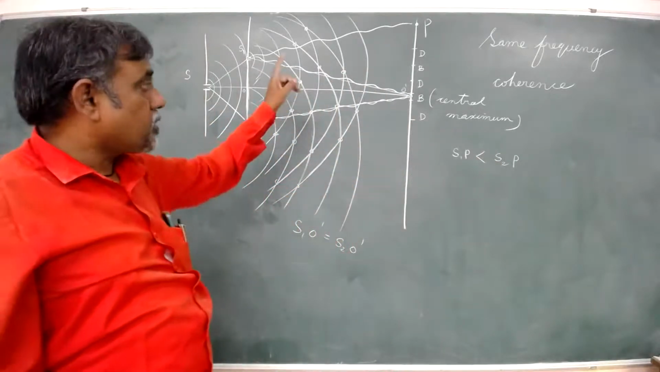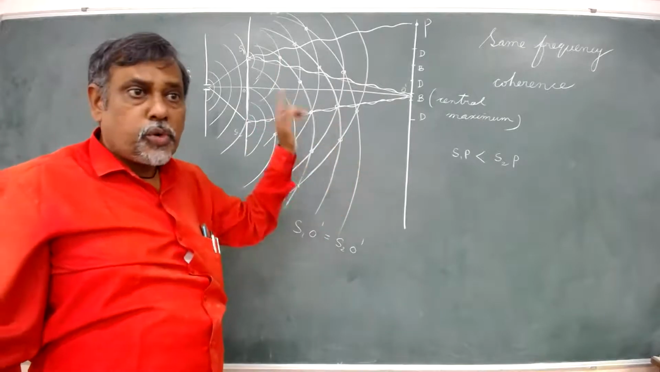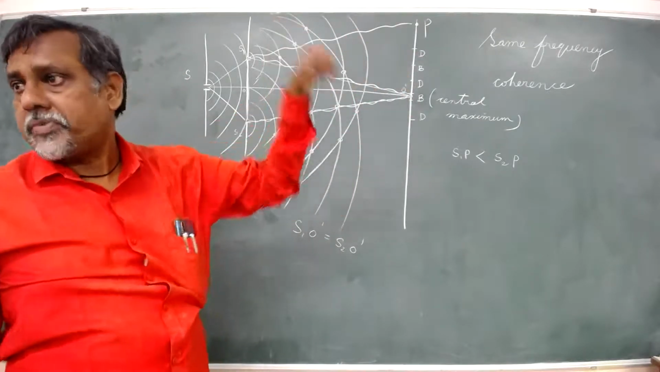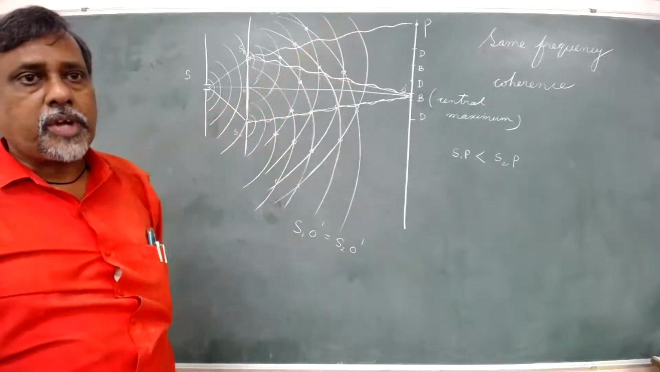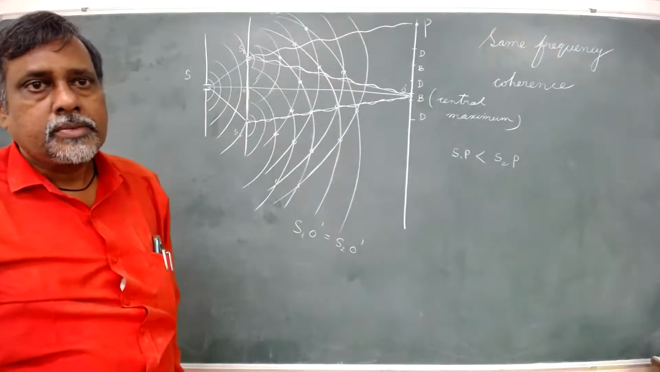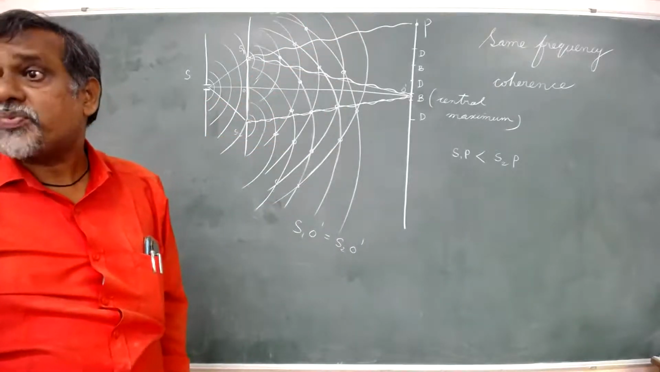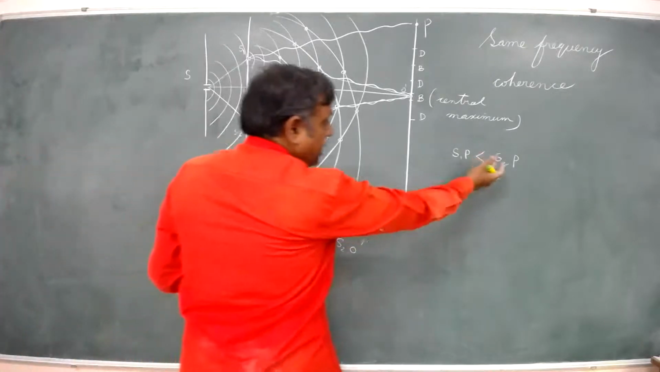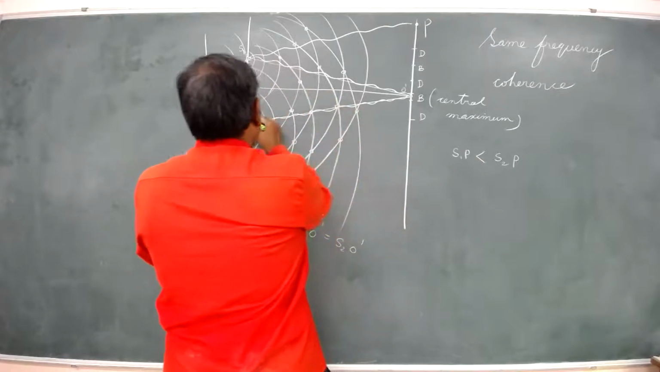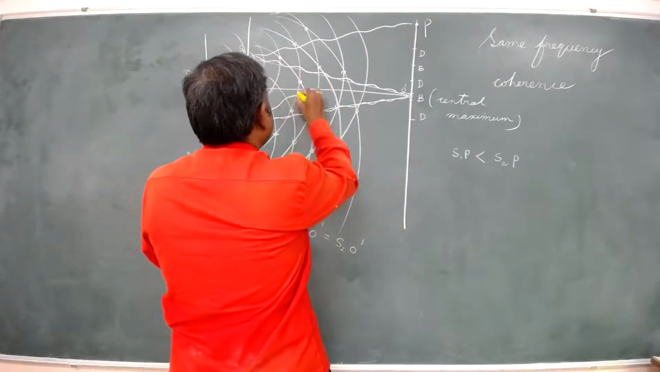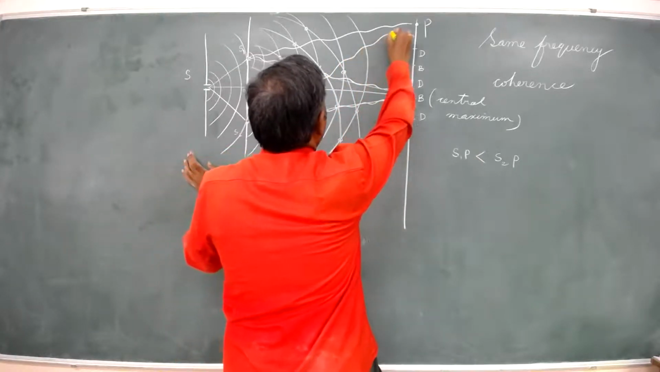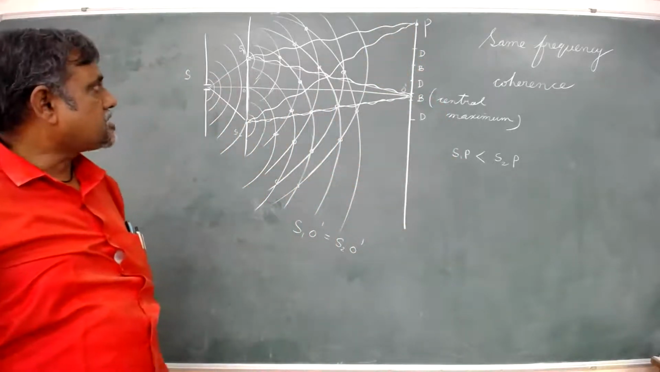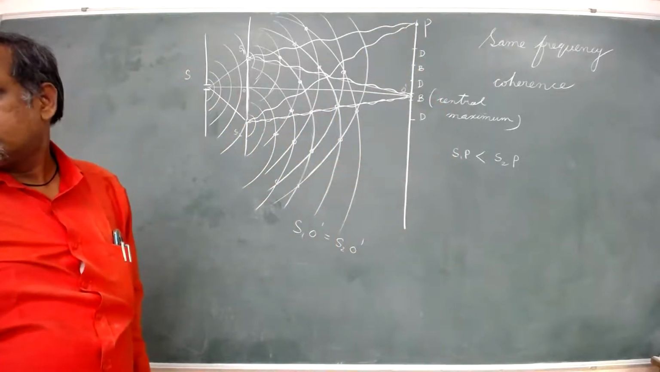That means the light wave coming from S2 to reach the point P has to travel a longer distance than the wave coming from S1. Understood? So S2P is more than S1P, and the wave coming from S2 will have to cover a longer distance over here.